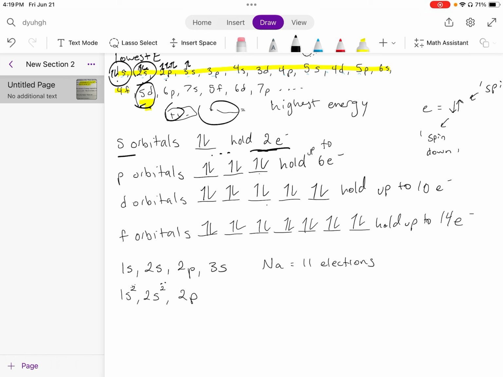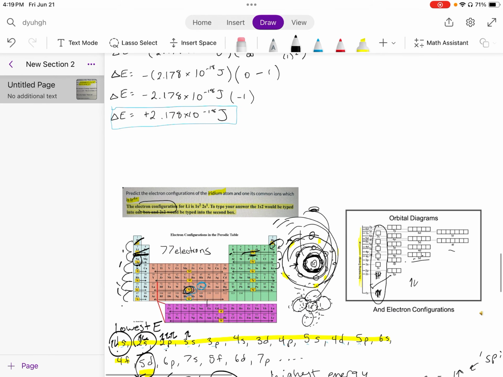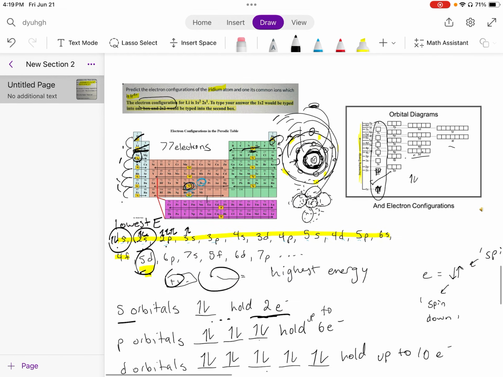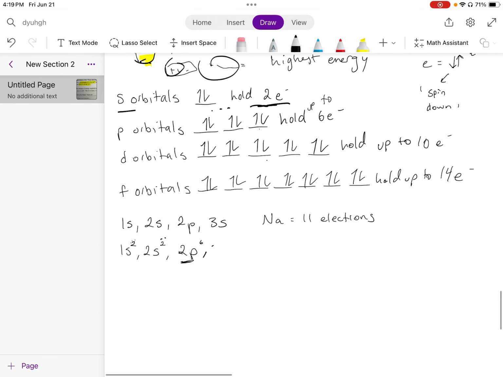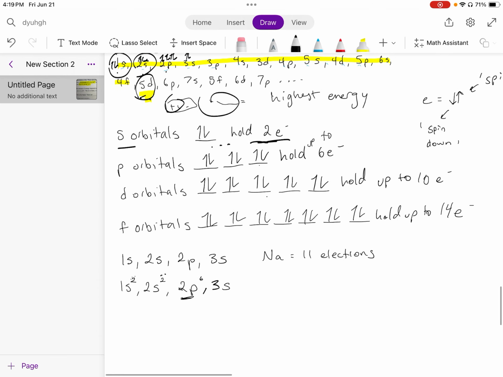Plus 6 would be 10. So that makes sense. So this 2p orbital holds all the 6. And remember, we know that because of its position on the periodic table. 3s though, is that full? We don't know. It could be not, but let's check.